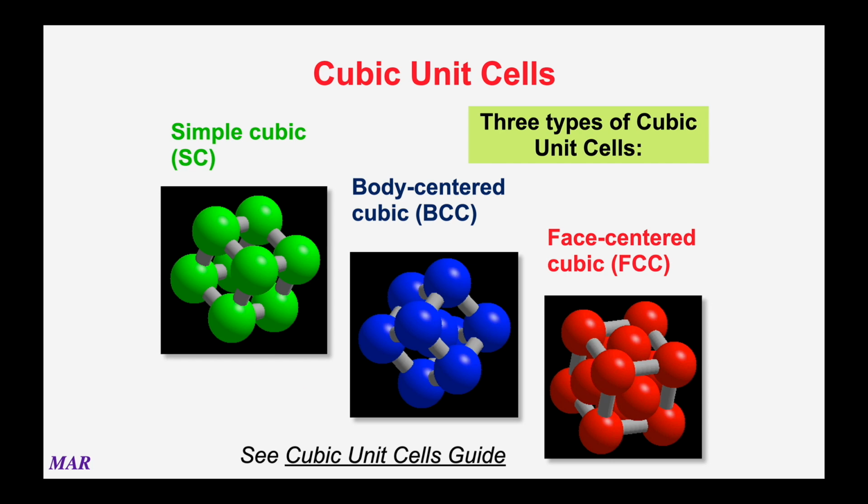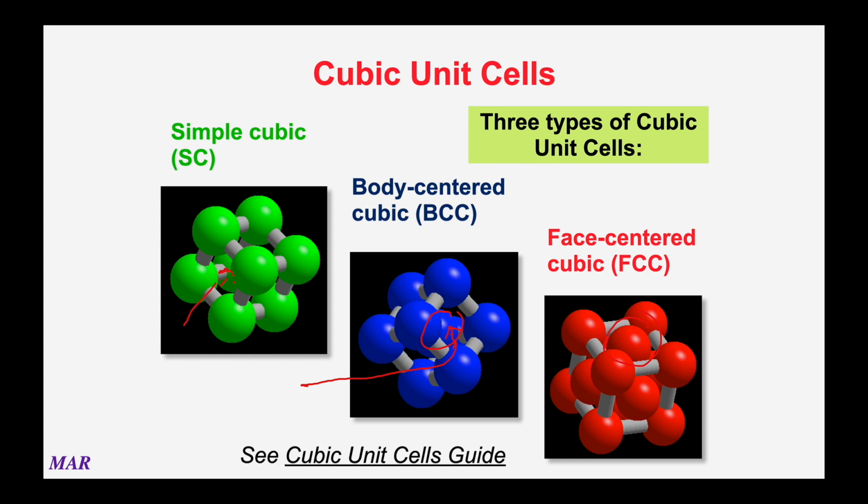Body-centered cubic has an atom inside the cell. If you look at the inside of the simple cubic, there's no atom inside. But when it comes to the body-centered, there's one right there. There's actually an atom inside the body of the cell, and that's why it's called body-centered cubic. Neither face-centered nor simple cubic has it. Now, face-centered cubic has an atom on each face of the cube.